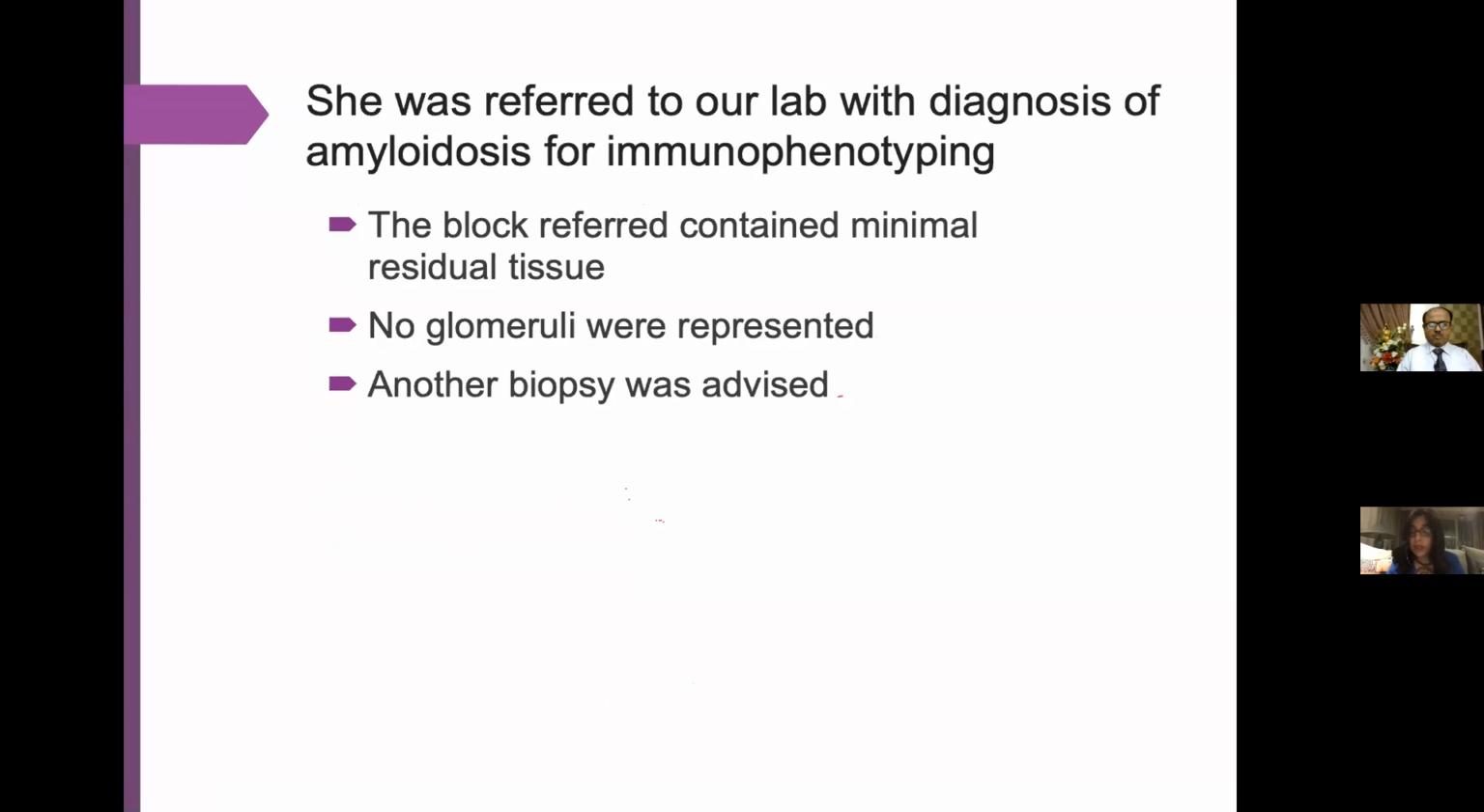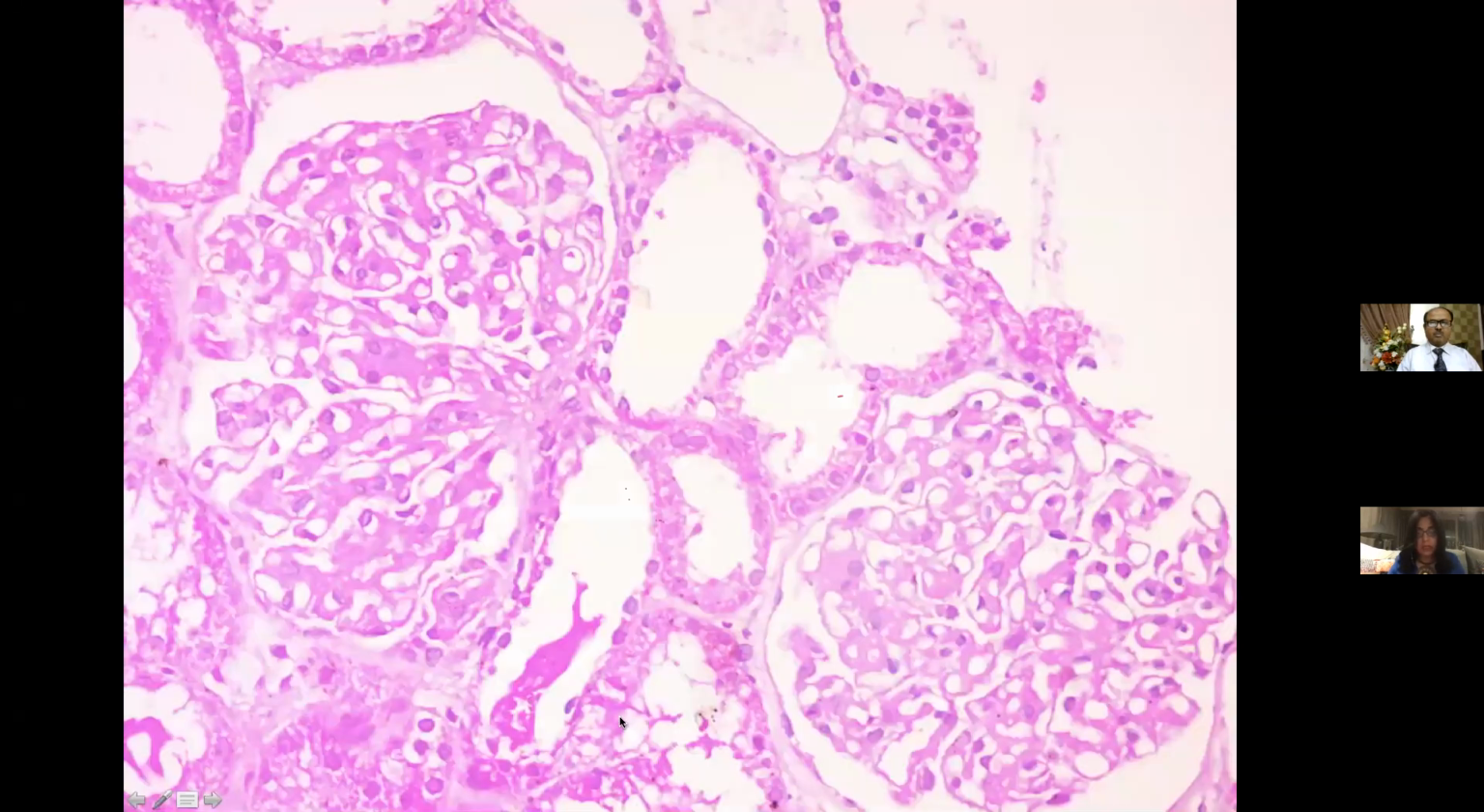She was actually referred to us, to our lab, with a diagnosis of amyloidosis. She was already diagnosed as amyloid, and she was referred to us for immunophenotyping. However, the block referred contained minimal residual tissue. There were no glomeruli, so we advised another biopsy. We could not phenotype on this biopsy. Now, this is her new biopsy, with the previous diagnosis of amyloid on her first biopsy.